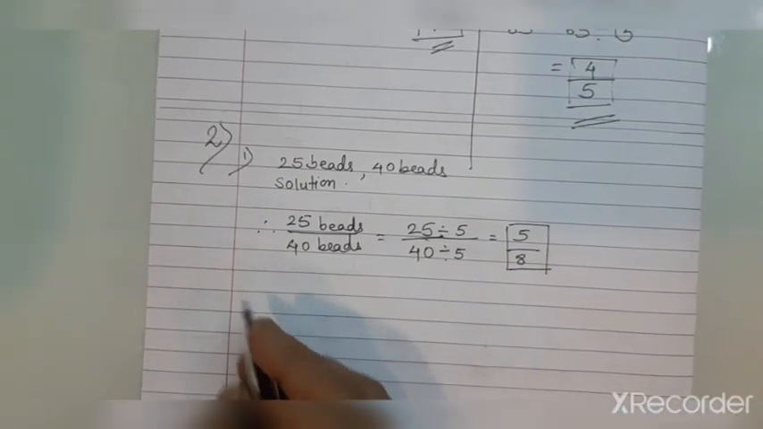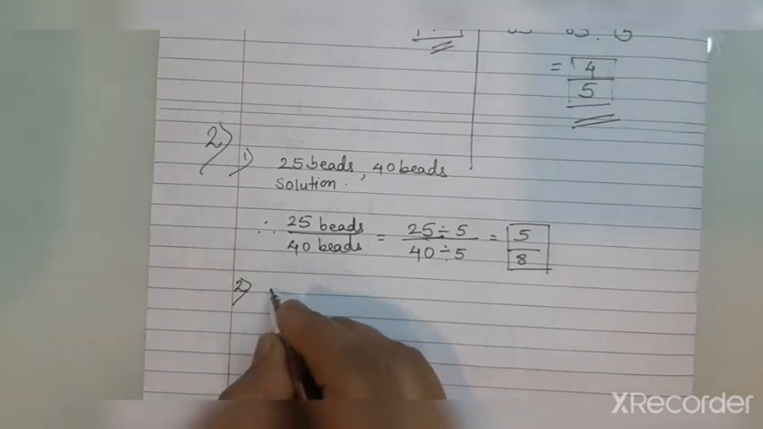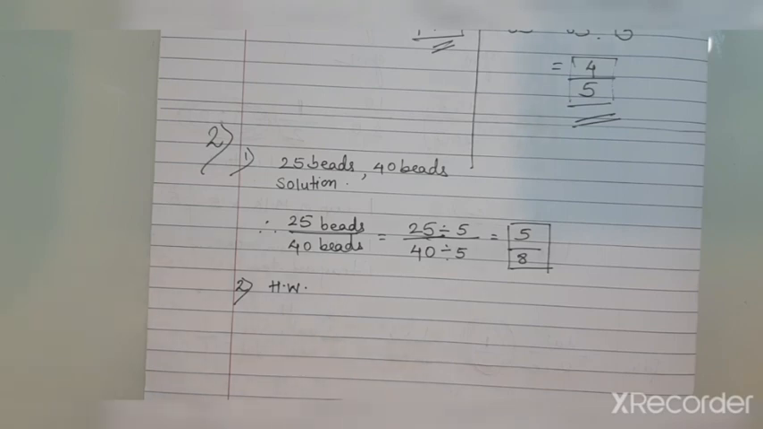Okay. Moving to the second sum. The second sum is for homework, because it will be similar. They have given 40 rupees and 120 rupees. Okay, so first quantity to the second, and you can divide and you can solve. Now the third one is 15 minutes and 1 hour.